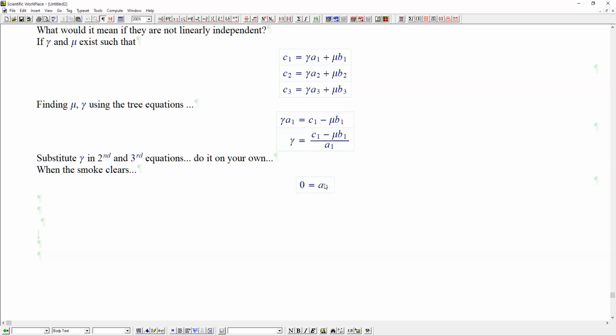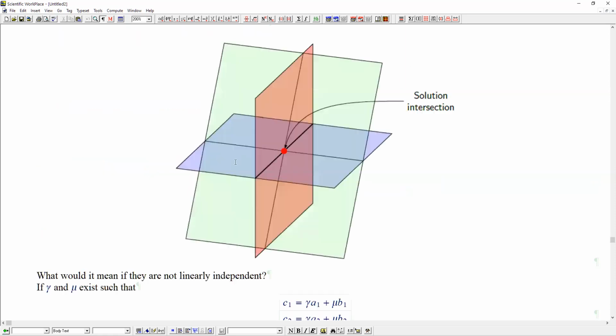So A1 times C3 B2 minus B3 C2, minus A2 times B1 C3, minus B3 C1, plus A3 times C2 B1 minus B2 C1.